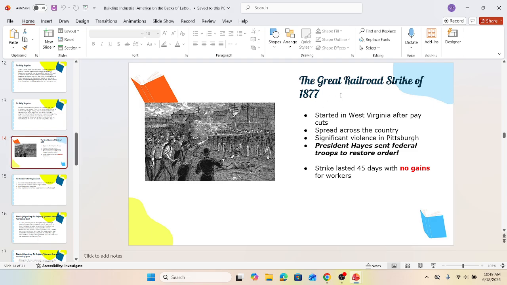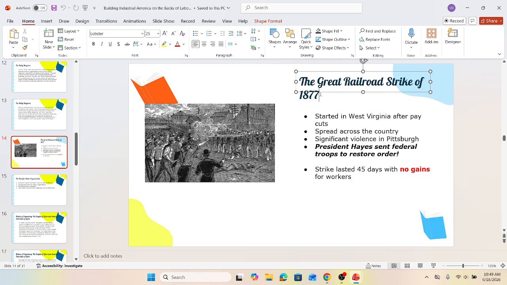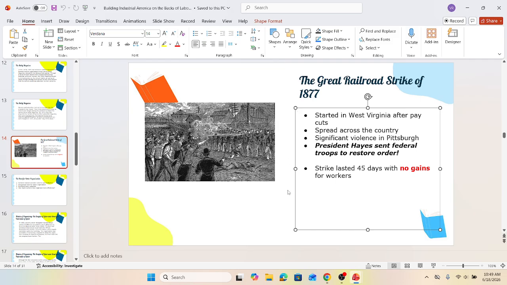The Great Railroad Strike. Right, we mentioned that in another lesson. This was also another event of people pushing back. It started in West Virginia after railroad workers' pay was actually cut. So not only were there no laws providing like a minimum wage, you could also get your wages cut. And remember, these people are already living on nearly non-survivable wages. So in protest, workers banded together and striked or refused to work for 45 days.